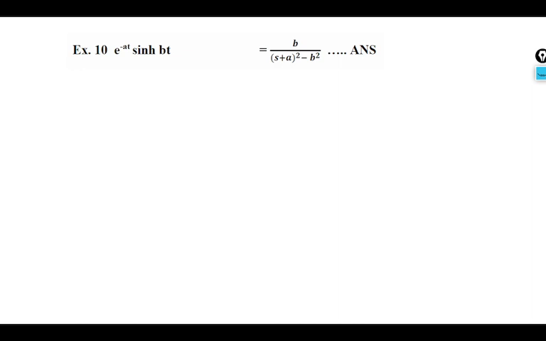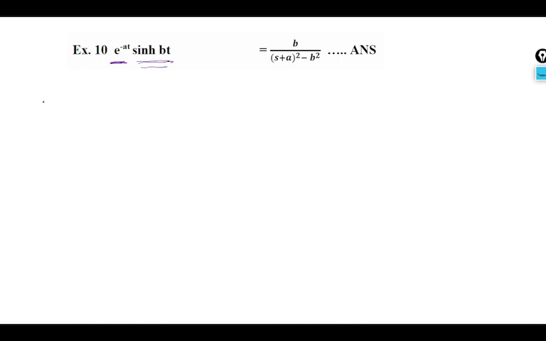So here is a first example where we want Laplace of e raised to minus at into sine hyperbolic bt. So first step, you should observe which property we can apply. Obviously, if you carefully observe, exponential term is there. Whenever there is exponential function, it is a first shifting property. So we can find out the Laplace of the remaining part first, and then we shift s to s plus a. That is one way.